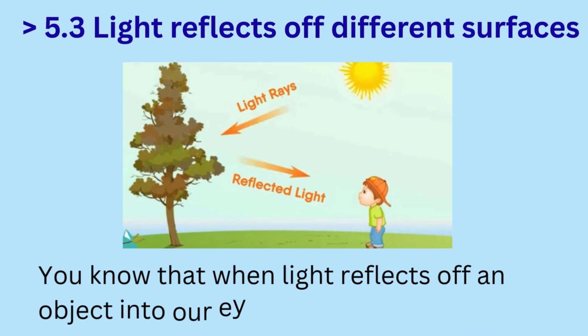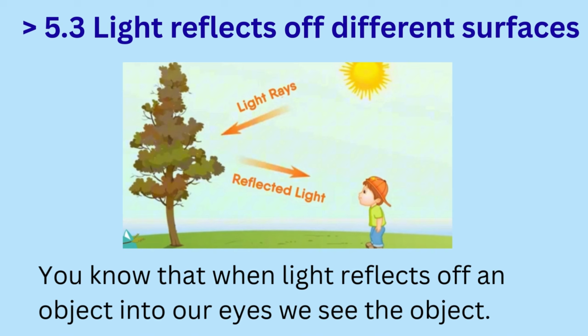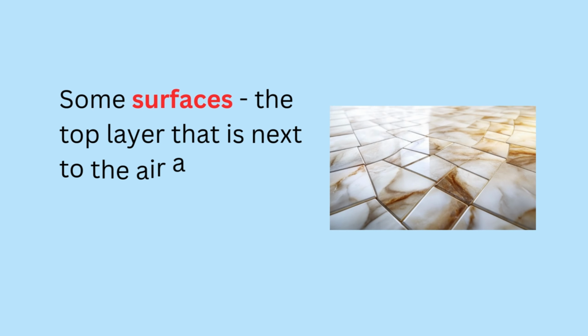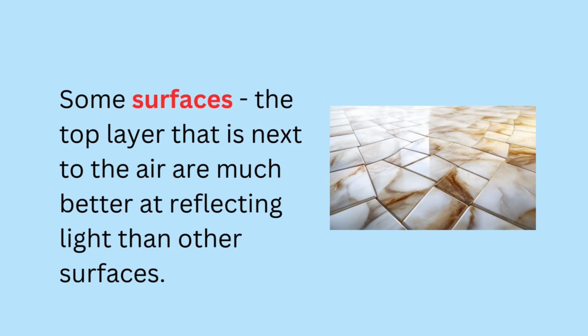5.3 Light reflects off different surfaces. You know that when light reflects off an object into our eyes, we see the object. Some surfaces, the top layer that is next to the air, are much better at reflecting light than other surfaces.